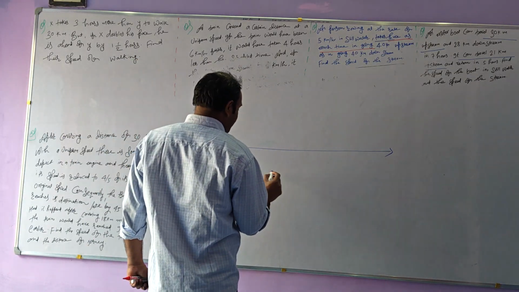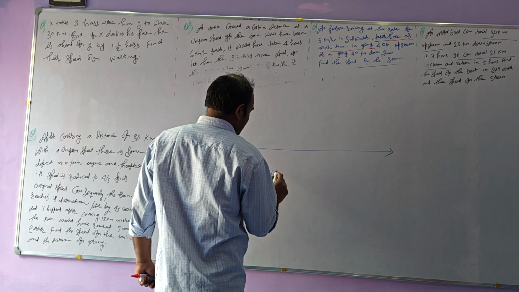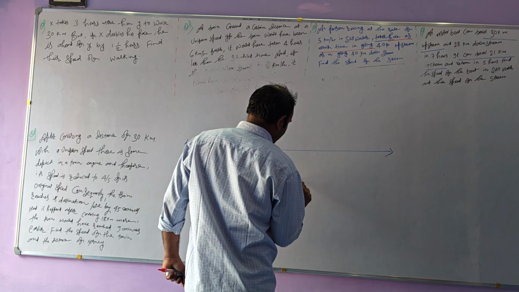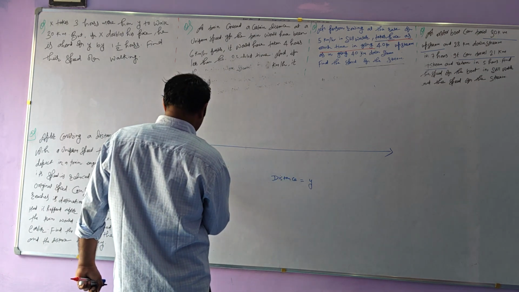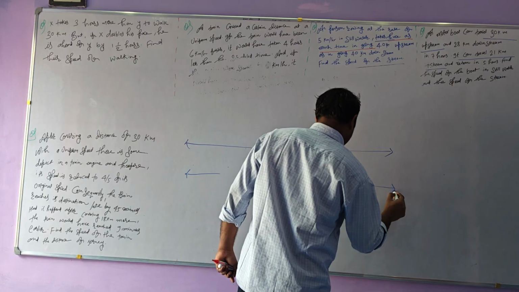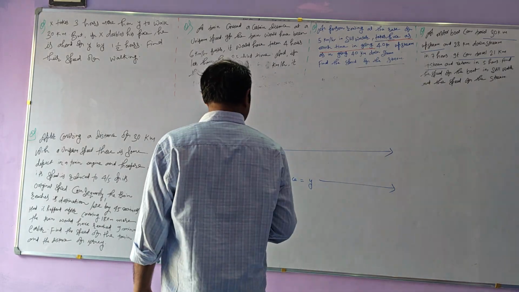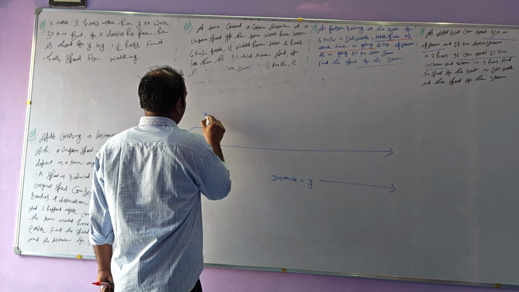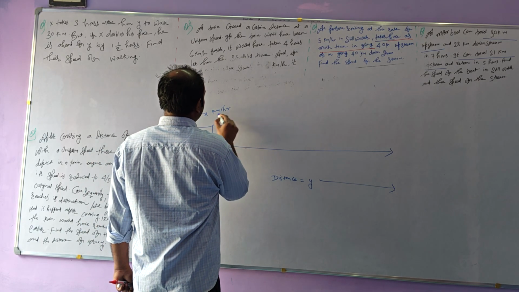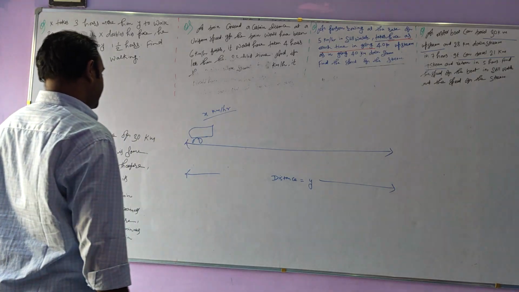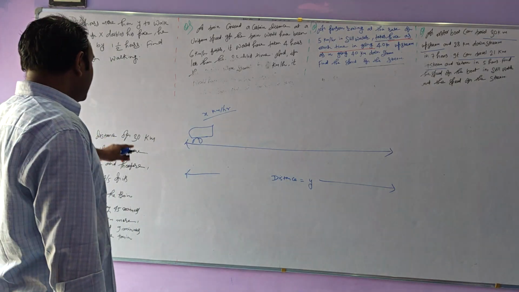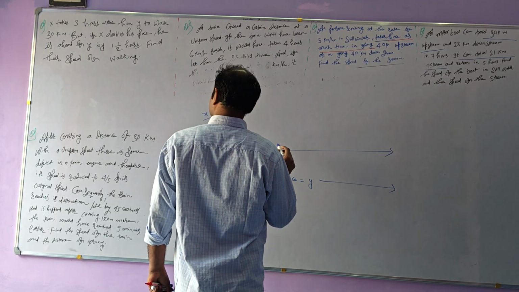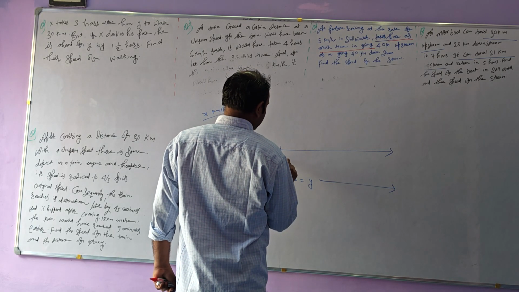Let the distance of the journey be y. Let the speed of the train be x kilometers per hour. After covering a distance of 30 kilometers, suppose at this point the distance is 30 kilometers.